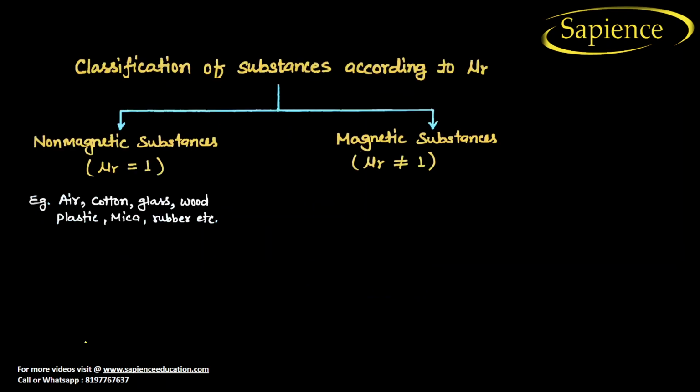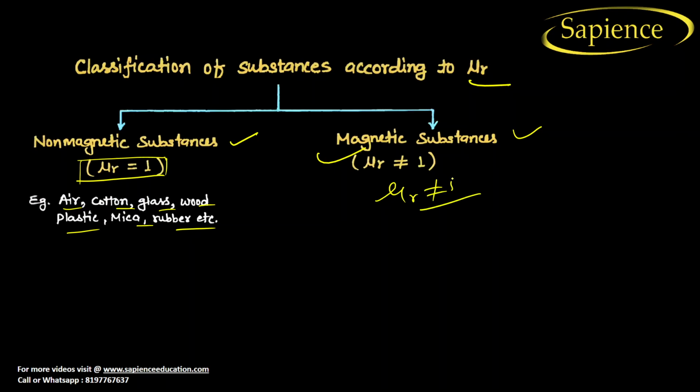Now let us go to the next one, classification of substances according to mu r. There are two types of substances: non-magnetic substances and magnetic substances. In non-magnetic substances, relative permeability is always 1, for example air, cotton, glass, wood, plastic, mica, rubber. But in magnetic substances, mu r is not equal to 1.